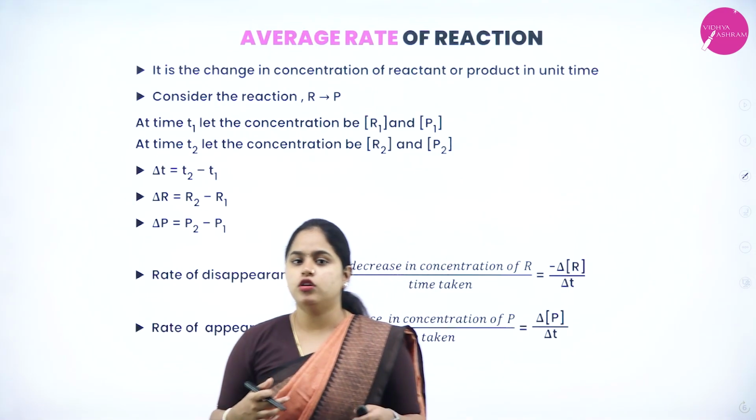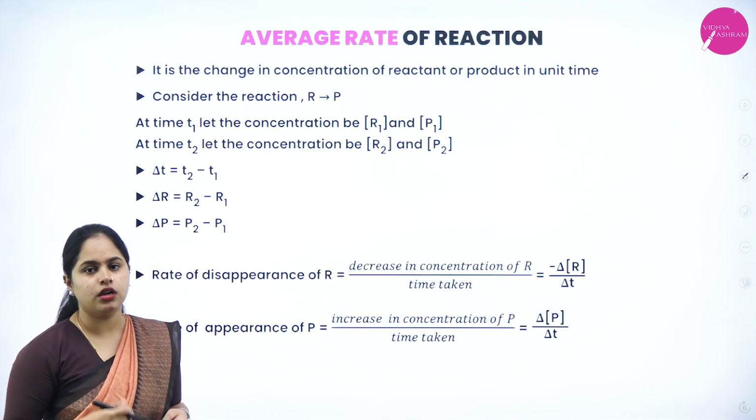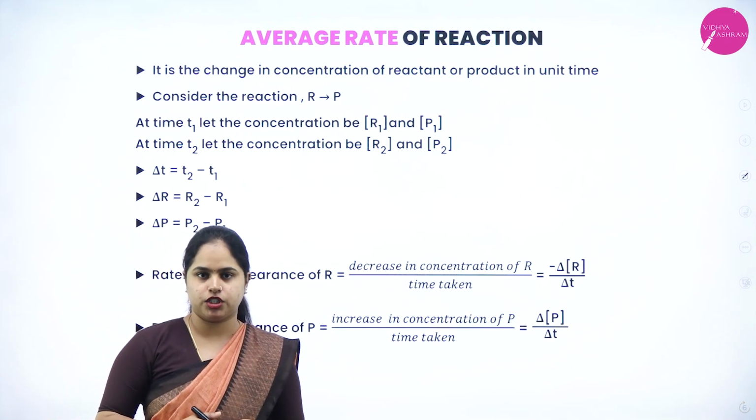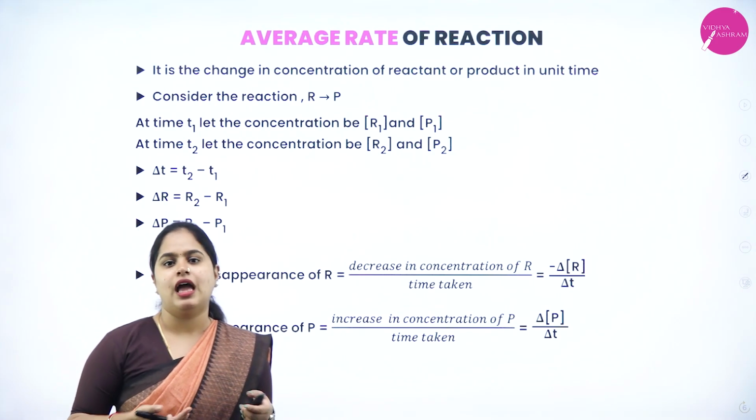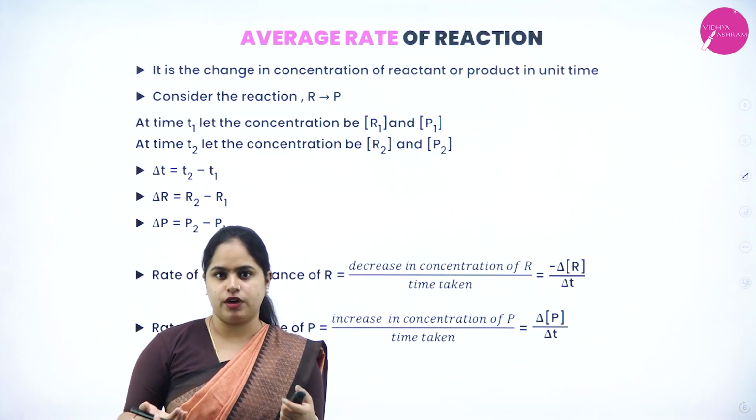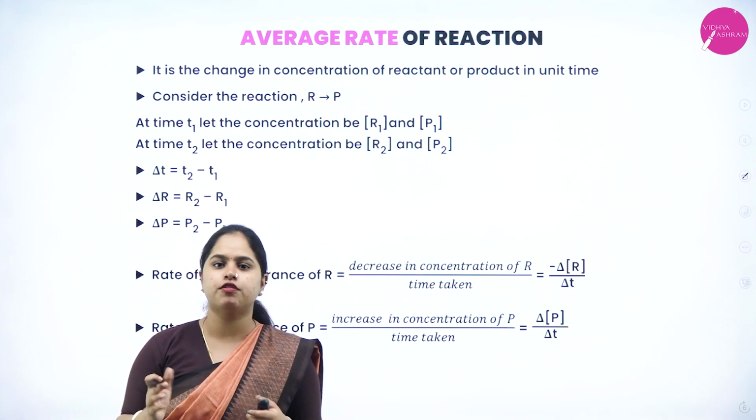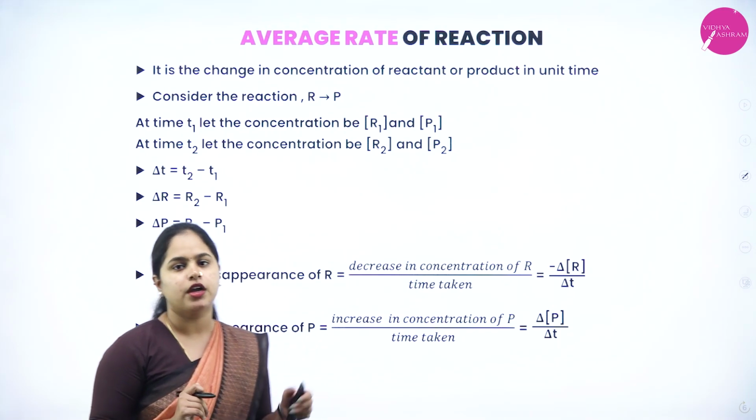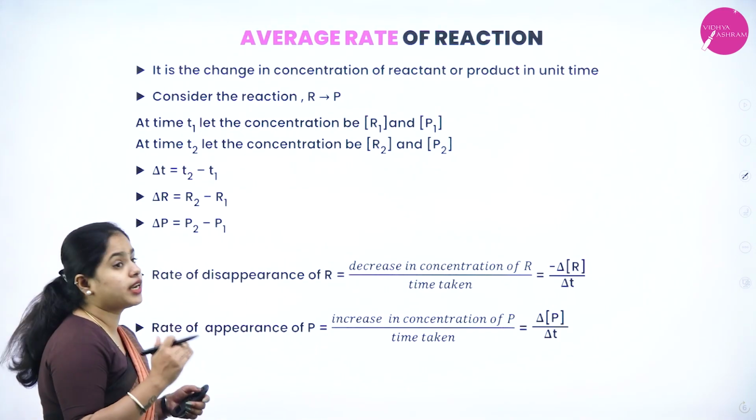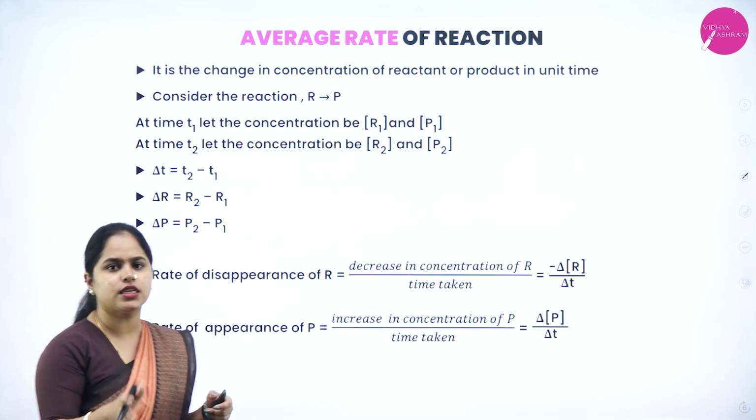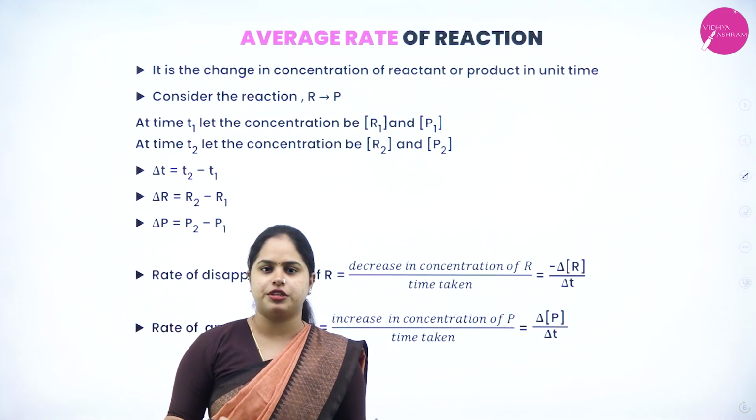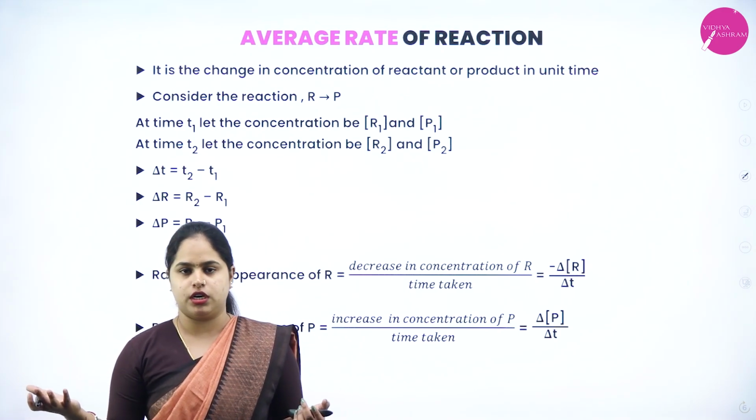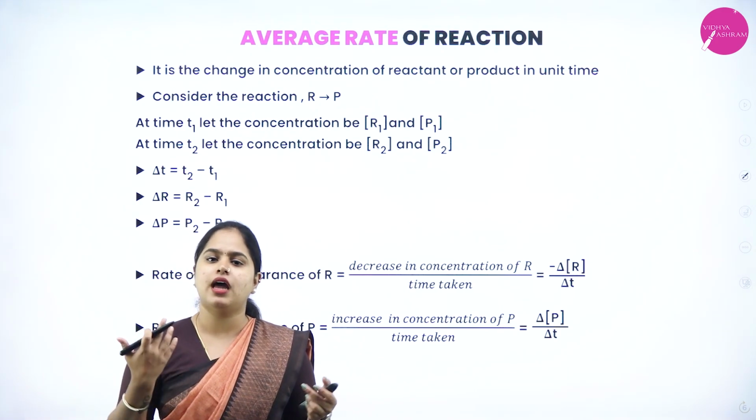So now moving on to the average rate of reaction and instantaneous rate of reaction. Even this you are quite familiar with in physics, that is average speed and instantaneous speed of any body. So let's see in chemistry, average rate of reaction. How do you calculate it? If you know the concentration at time T1 and at time T2, how can you calculate the average rate?